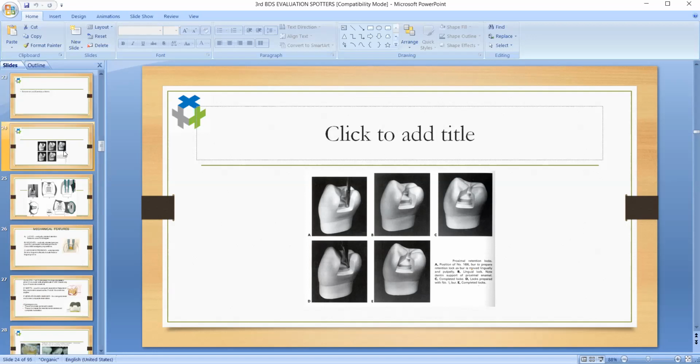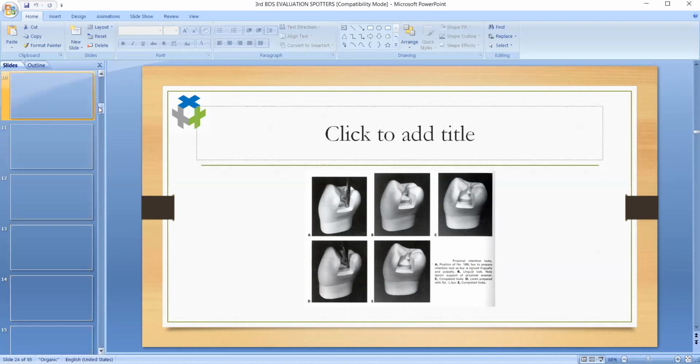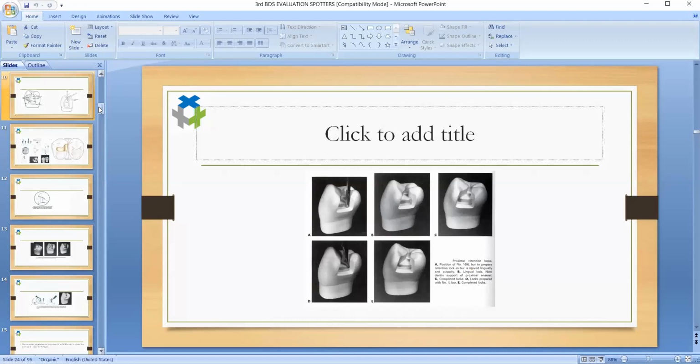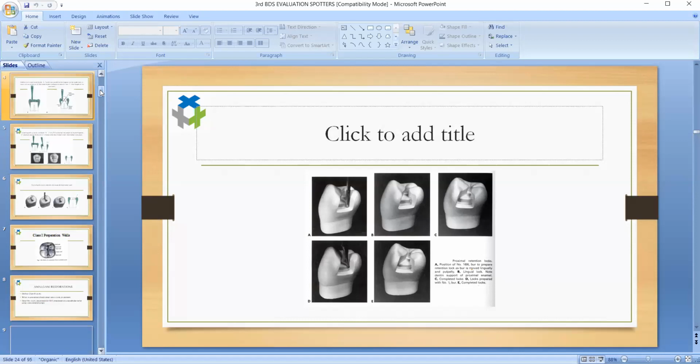Okay, what are steps in cavity preparation? Initial and final, sir. In initial, we have outline form and initial depth, and then primary resistance form, primary retention form, convenience form. And then final: removal of the caries lesion and pulp protection, secondary resistance and retention form, finishing the floor, and then final procedures like inspection and debridement.